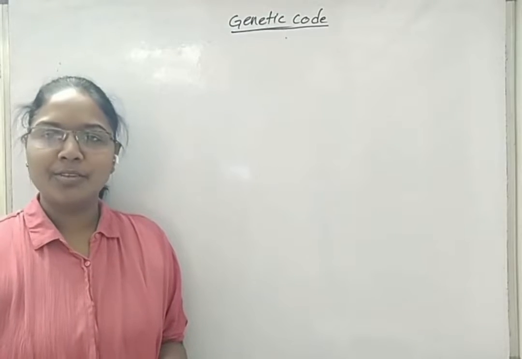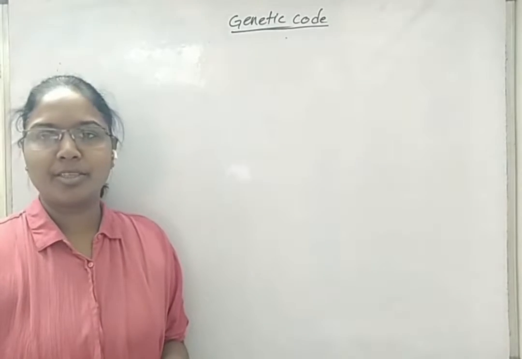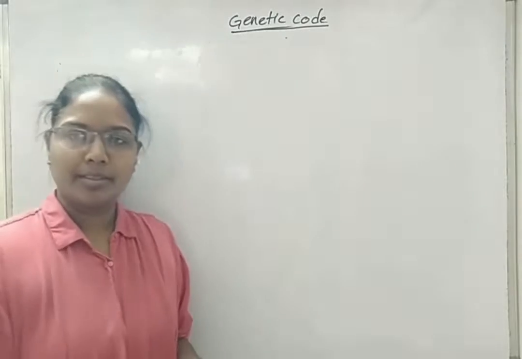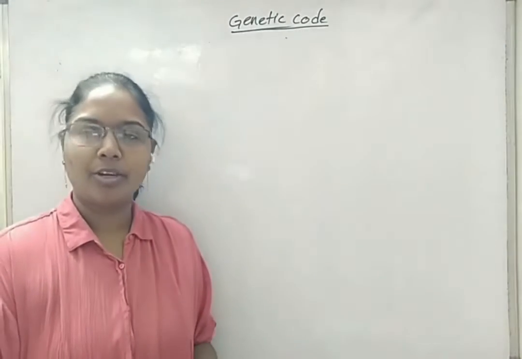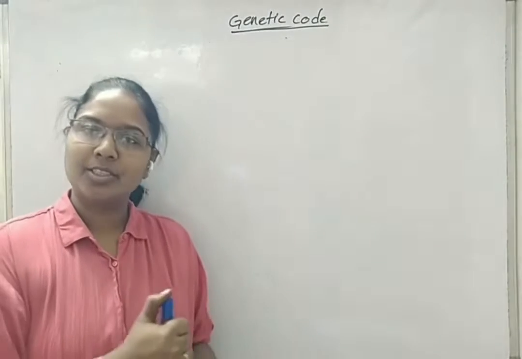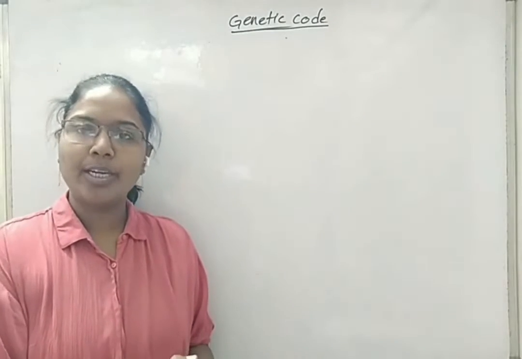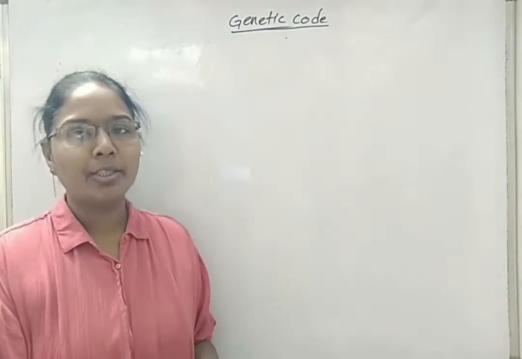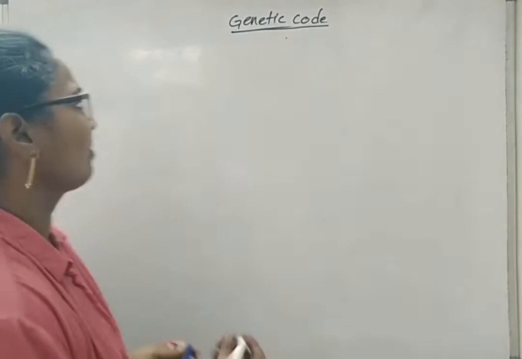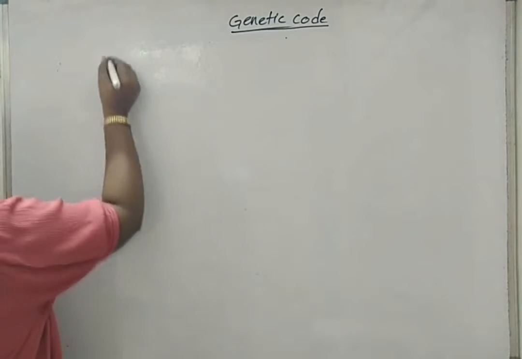Hello students, now we will start with a new topic, that is genetic code. Genetic code is defined as a set of rules that is used by living organisms to translate the genetic material that is encoded in the nucleic acids into amino acids. We can write that in the form of a definition.